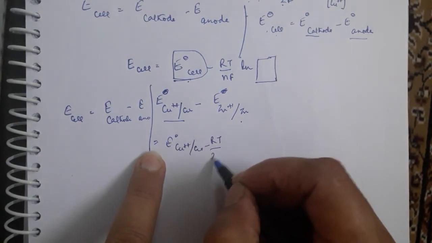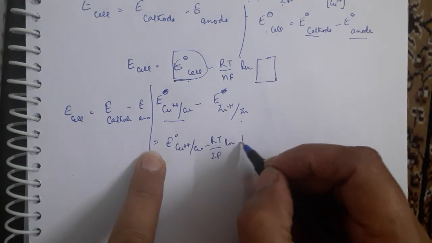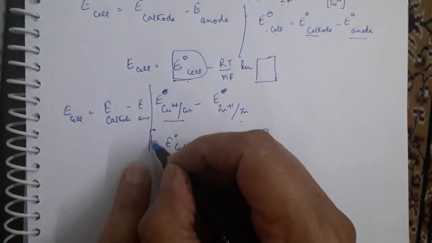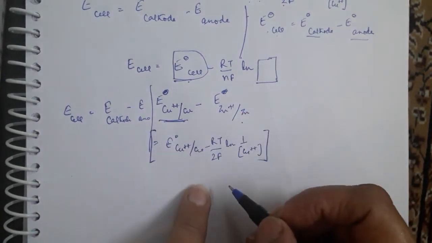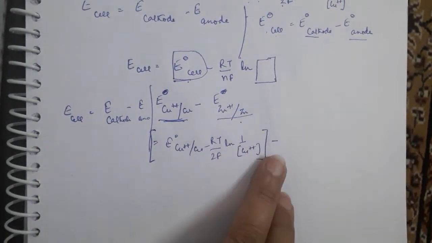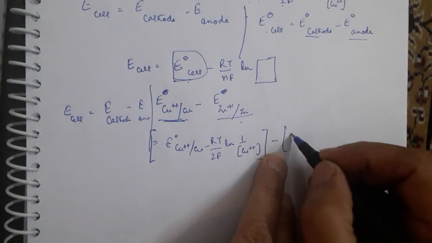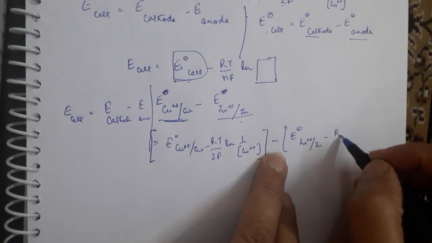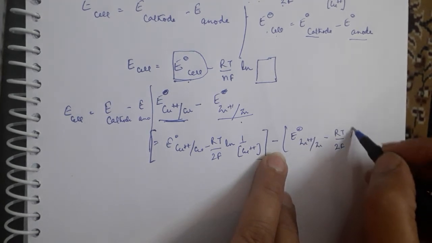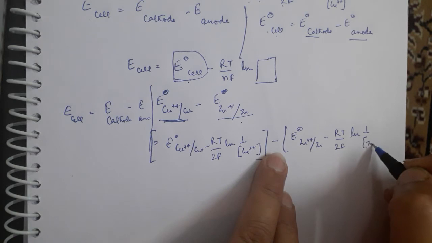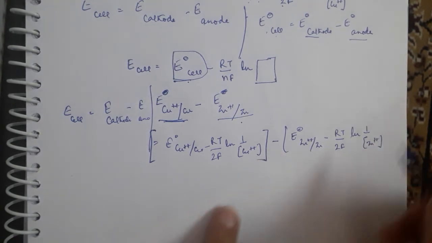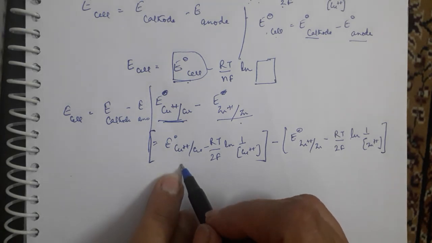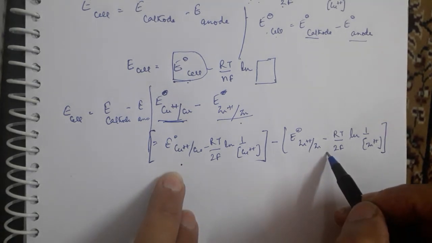minus RT upon 2F natural log 1 upon copper ions. This is E copper. Minus, what is E zinc? E zinc is equal to E0 zinc minus RT upon 2F natural log 1 upon zinc ions. This is our E copper minus E zinc.